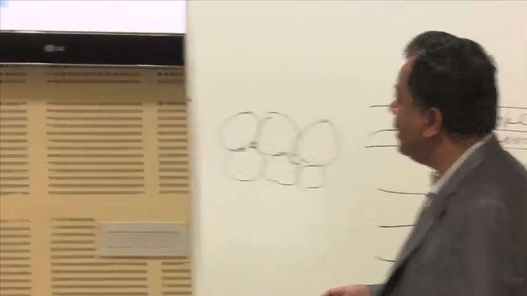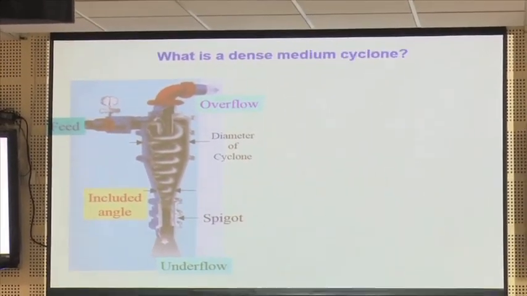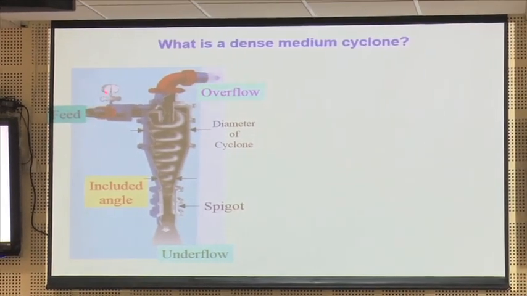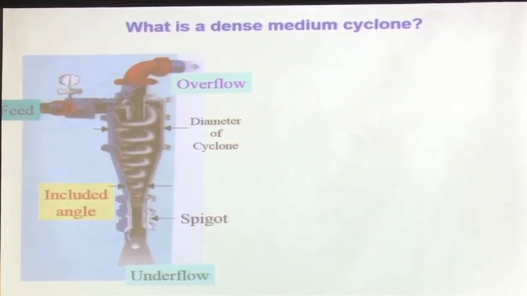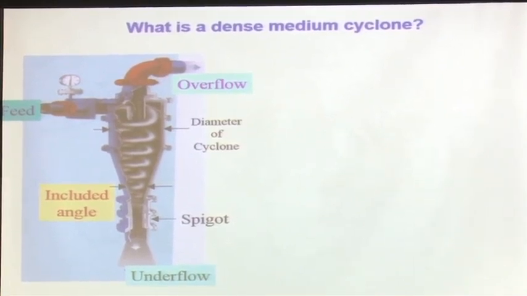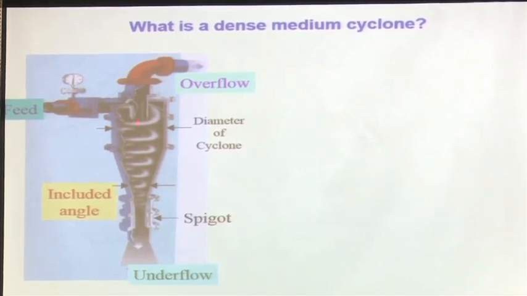Then we have dense medium cyclones. We will talk more about this in subsequent lectures, but to introduce you, we have a cylindro-conical body. It is also called a cyclonic separator. In case of coal, we try to use it as a density separator rather than a size separator. How do I do it?